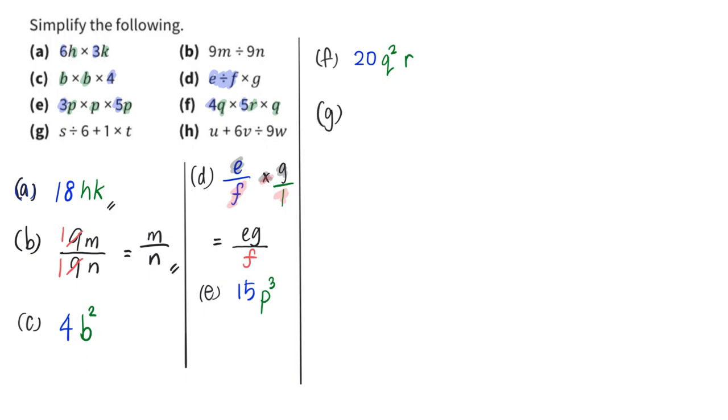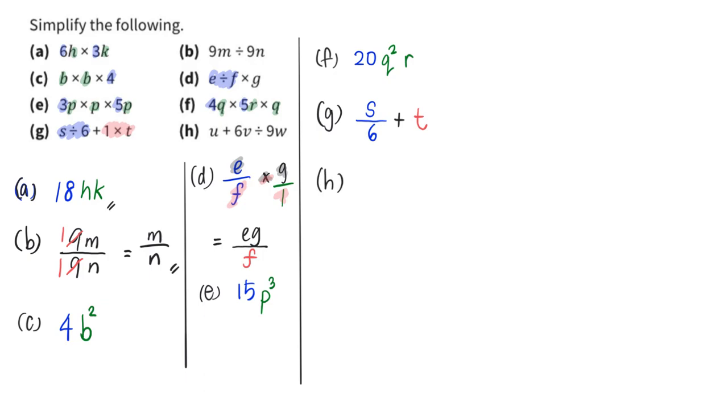And for part G, I would have divide, plus, and times. So which one should I do first? Yes, I would do the divide first. So you will see s divided by 6. Then plus and times. Which one should I do first? Yes, very good. Then I do the times first, which is 1 times t, t. And at this point, this is good enough.